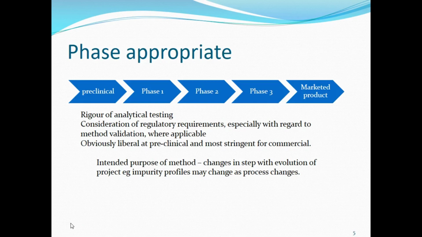So we also look at the intended purpose of the method, what it's going to be used for. For example, your impurity profile may change across the phase of the molecule development. So at preclinical, you may have more impurities that you'd like to look at. And then with the introduction of your process validation, you may eliminate or introduce additional impurities into the profile. So it's important to look at and reevaluate your method for impurities as the phase progresses from start to finish.